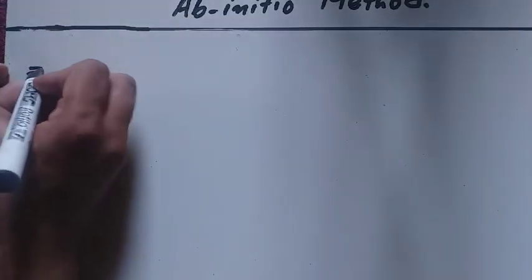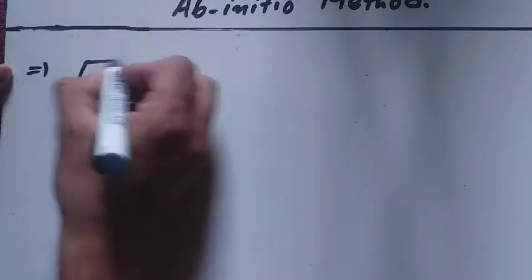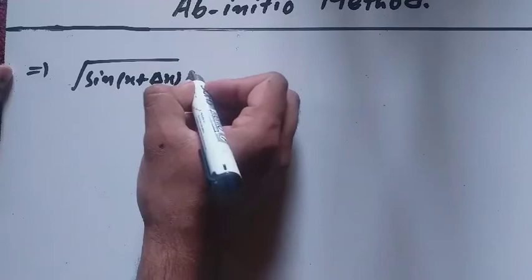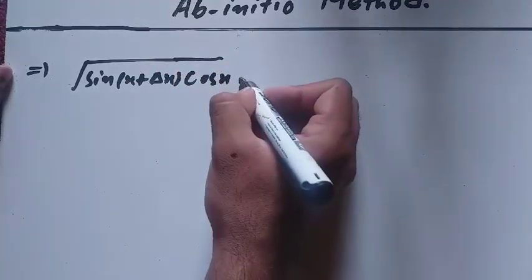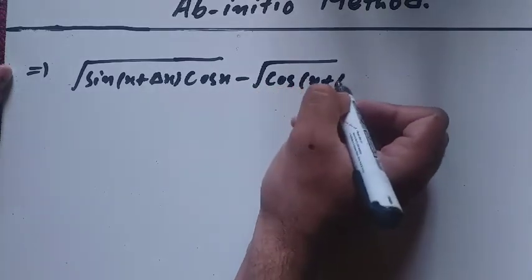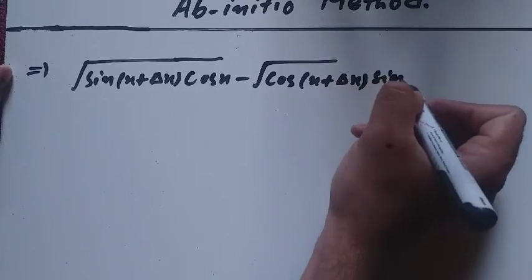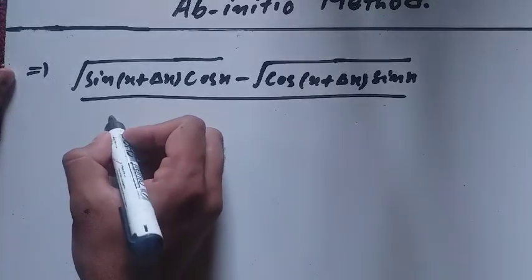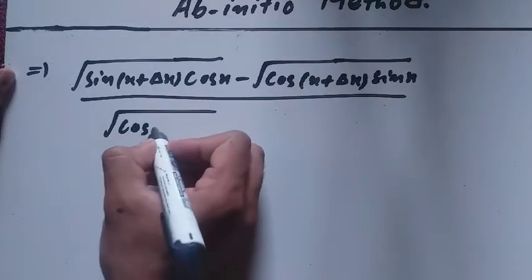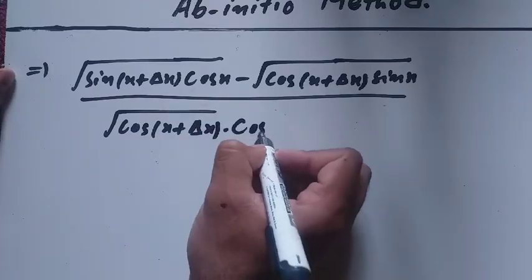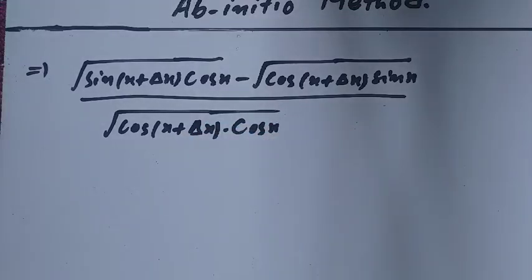I can rewrite the equation, that is under root of sine of x plus delta x and cos x, minus under root of cos of x plus delta x into sin x, all right, and divided by this cos of x plus delta x and cos x. It's a whole divide.